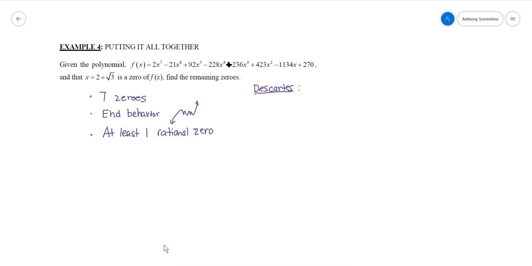f of x has 1, 2, 3, 4. Let me take that back. 1, 2, 3, 4, 5, 6 sign changes, which means I can expect to have either 6 of them, 4 of them, or none of them.